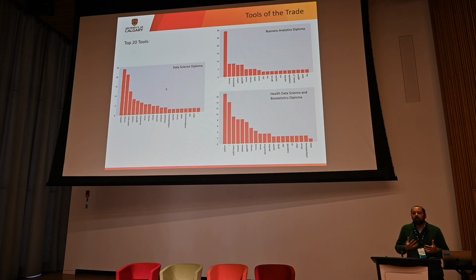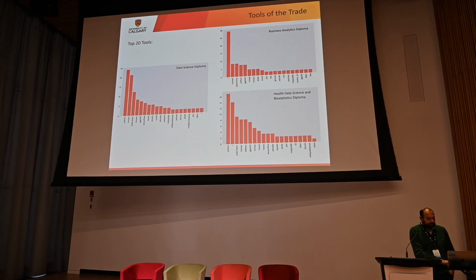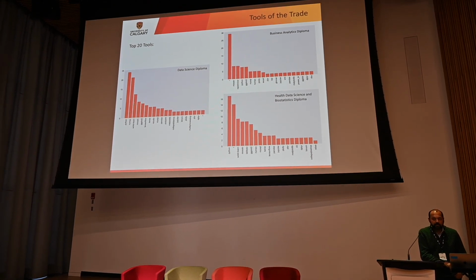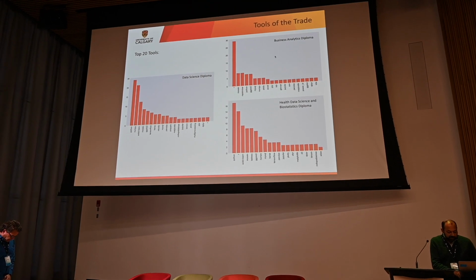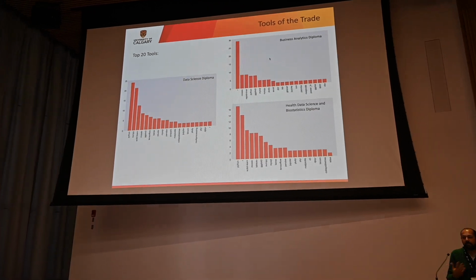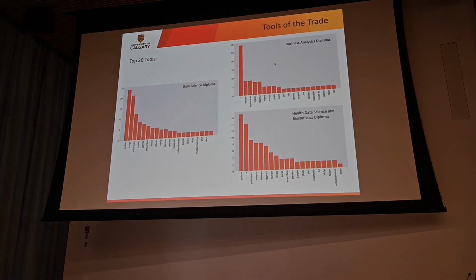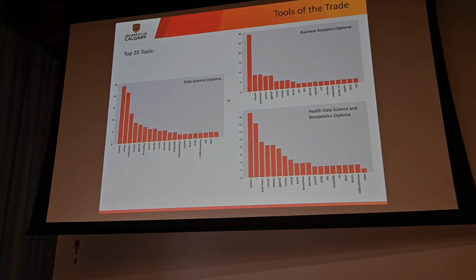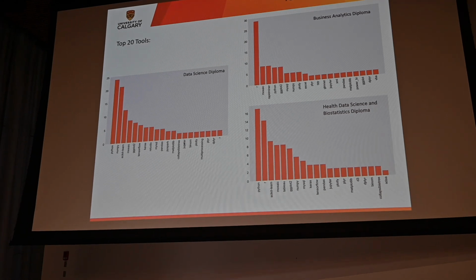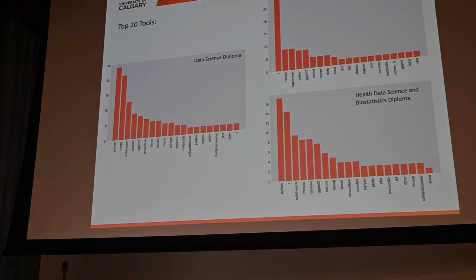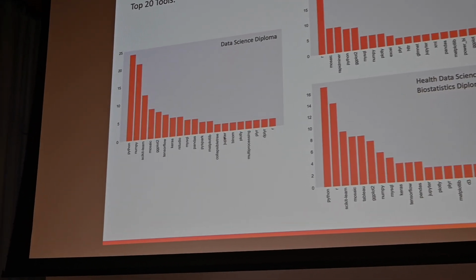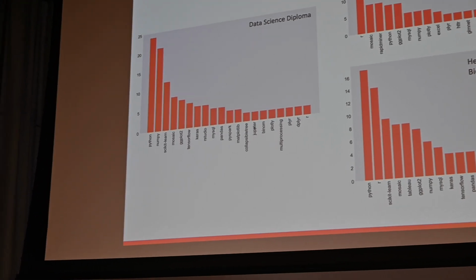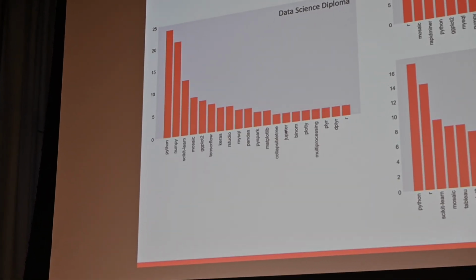There is quite a bit of overlap in terms of the tools. All of them use R and Python heavily. A little more Python in the core data science stream, where there is more usage of Python, and in the business analytics diploma, they're heavier users of R. And then you can see a bunch of tools that are different flavors of Python and R packages used for data manipulation and wrangling, machine learning, and those types of tasks.